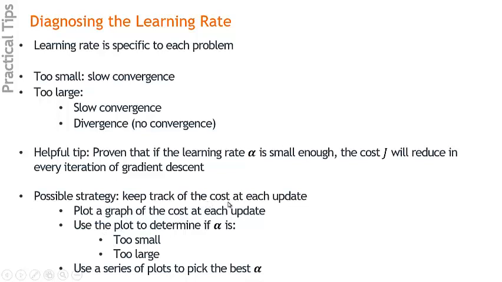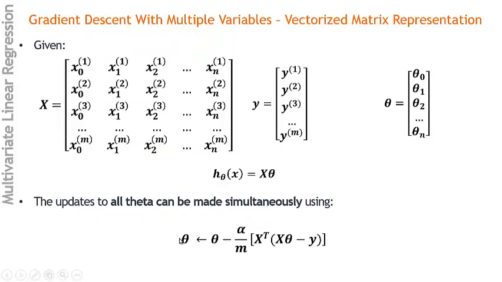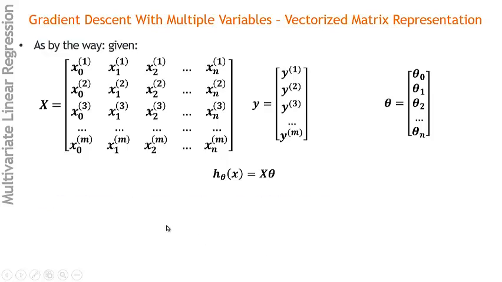So two things you need to watch out for, as it says here. Keep track of the cost at each update, as I said, at each iteration. Plot a graph of the cost at each update. Remember what the update is. The update means each time you change the value of theta. So you're going to get a series of values of theta every time you update. The first value of theta you put in here, and you get the second value. Then you put the second value back in the right-hand side and get another one. So that's how iteration works in general.